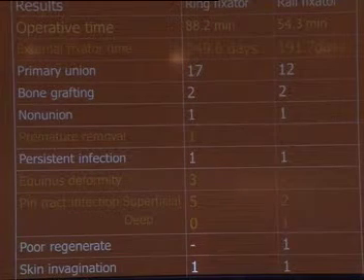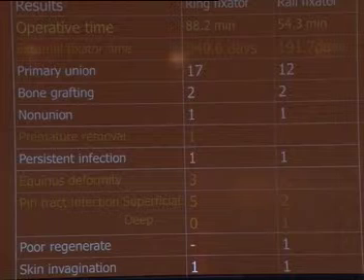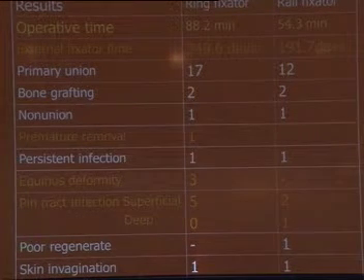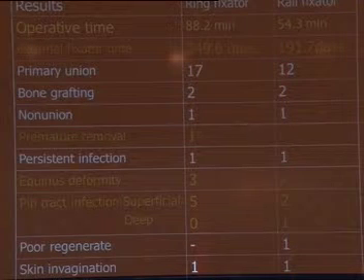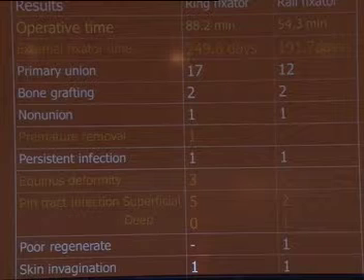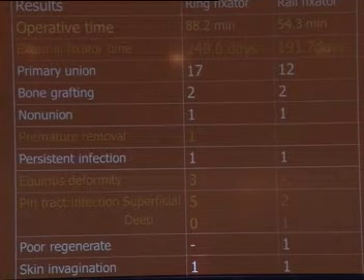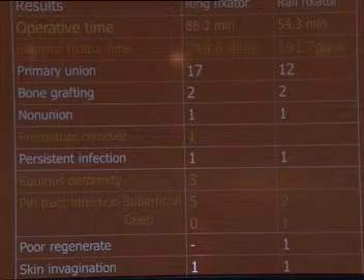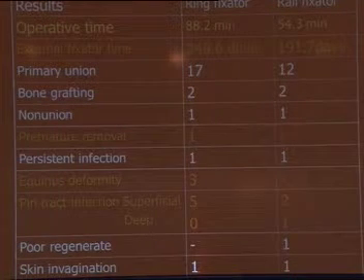In the results, the mean operating time was a little bit more in the ring fixator group, and union was achieved in 17 in ring fixator and 12 in rail fixator. 2 patients in each had bone grafting and 1 in each group had non-union. 1 patient of ring fixator had premature removal of the fixator because of persistent pain.